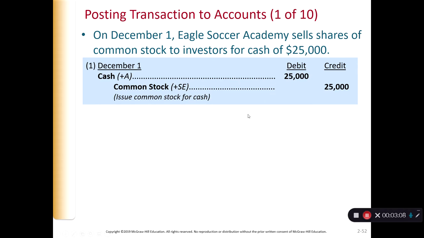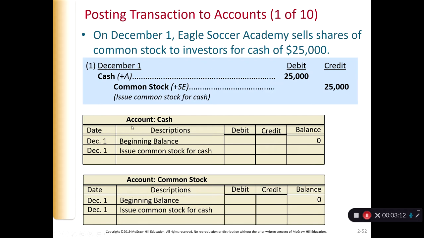How do we post this to the cash account? This is the general ledger of a cash account. At the beginning, December 1st, there's a zero balance. The same is true for the common stock general ledger: in the beginning, there's $0. The first thing that happened in this company is that on December 1st, they issued common stock for cash. So we post the $25,000 on the debit side of cash, and we post the $25,000 increase of common stock on the credit side column of common stock. We call this the posting process. At the same time, the balance of the account changes as well.